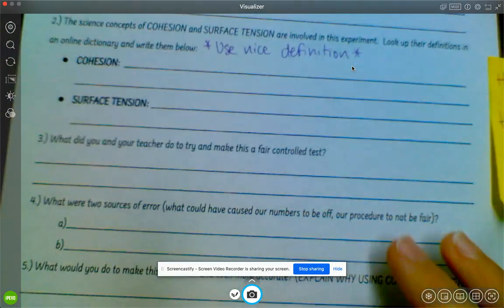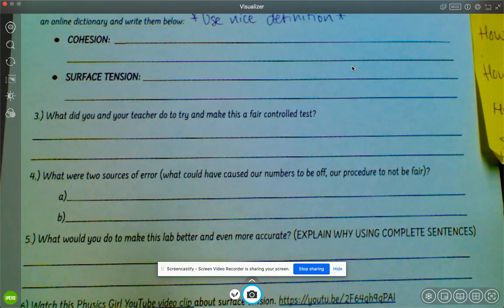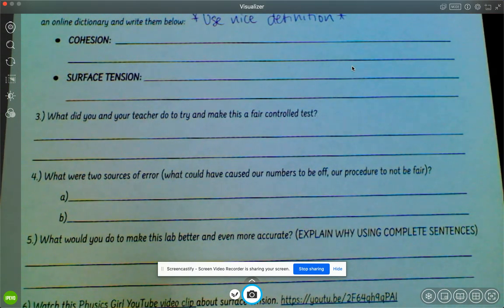And then what did you and your teacher do to make this a fair test? So what were some of those things you did to make sure it was a fair test? Those were some of our controlled things right at the beginning. And then as you were doing the lab, what were things that you kept in mind? What were at least 2 sources of error? So what are some things that could have been not great?